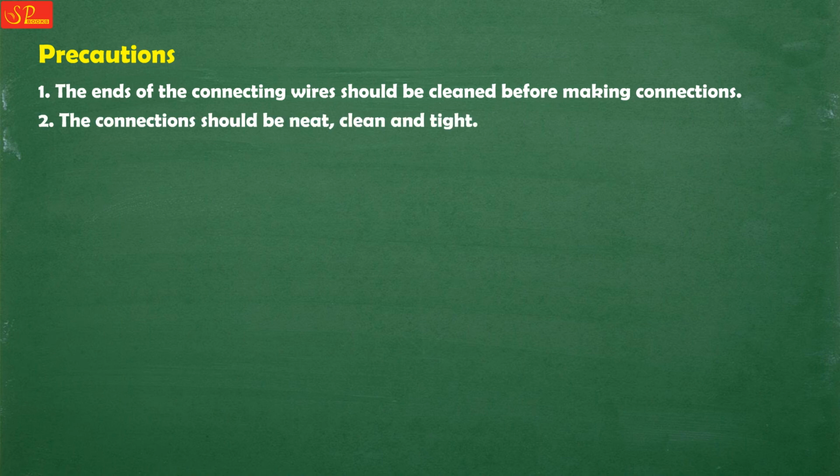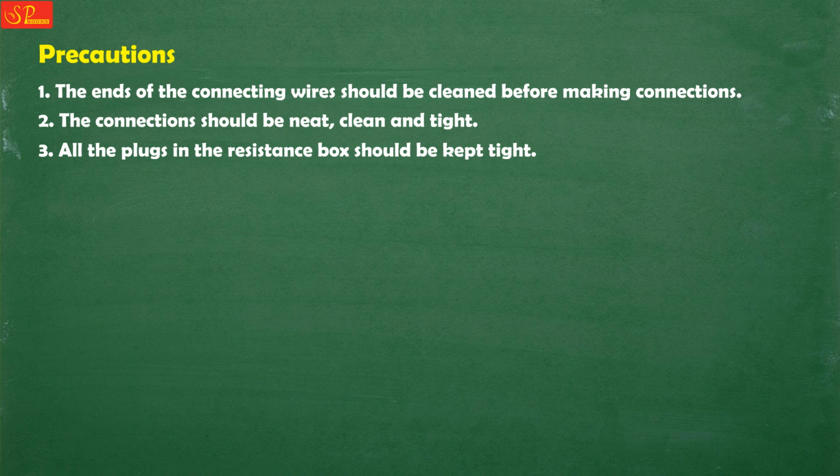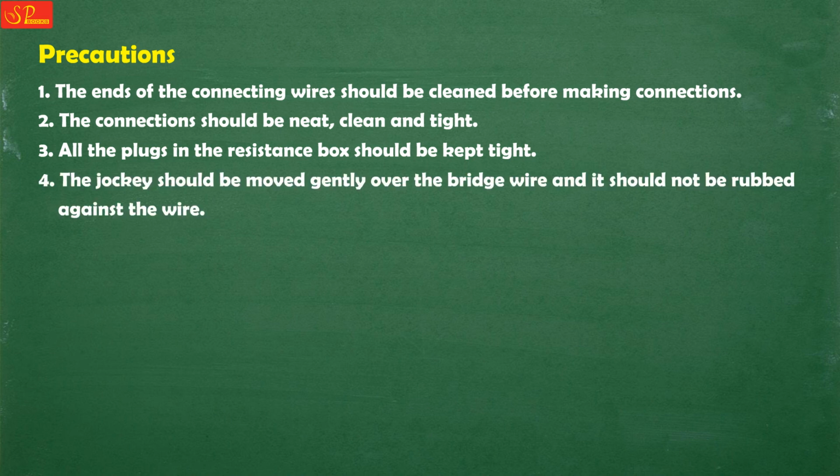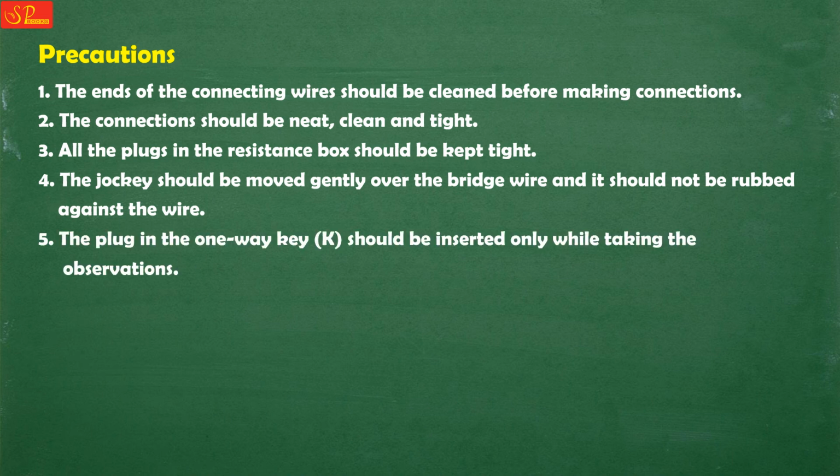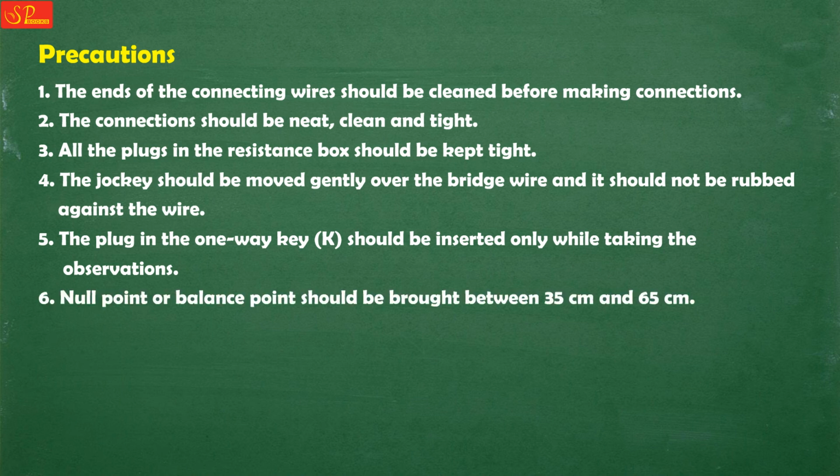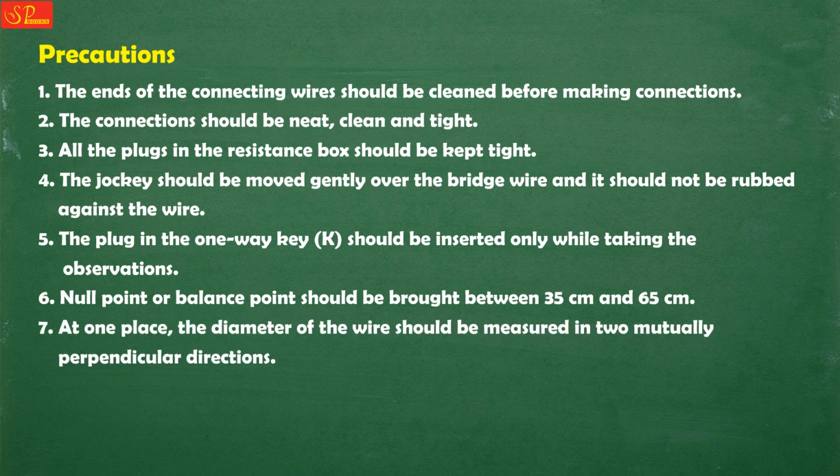The connections should be neat, clean and tight. All the plugs in the resistance box should be kept tight. The jockey should be moved gently over the bridge wire and it should not be rubbed against the wire. The plug in the one-way key K should be inserted only while taking the observations. Null point or balance point should be brought between 35 cm and 65 cm. At one place, the diameter of the wire should be measured in 2 mutually perpendicular directions. There should be no kinks or loops in the wire.